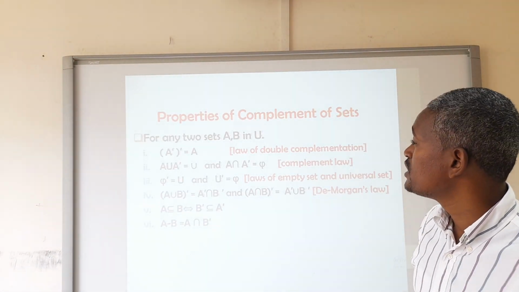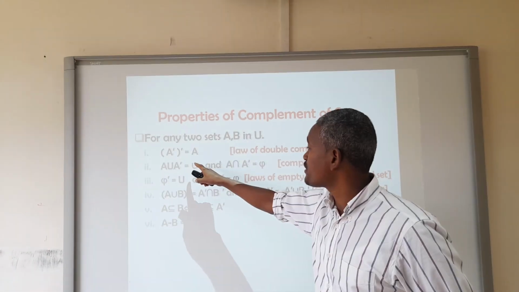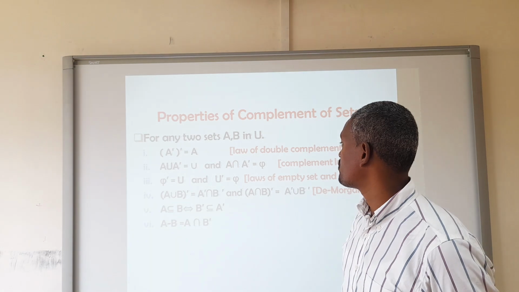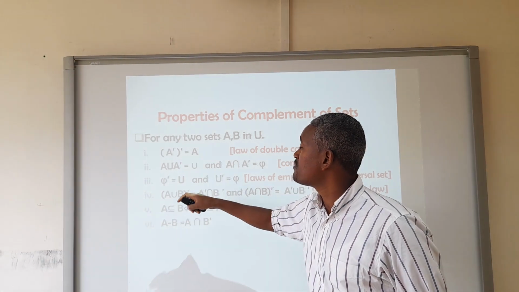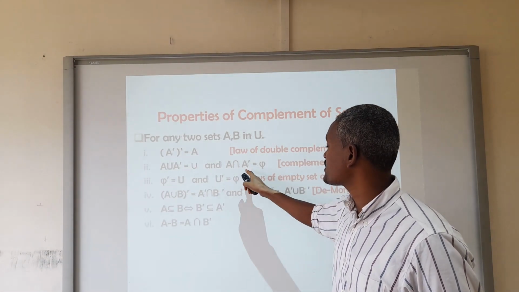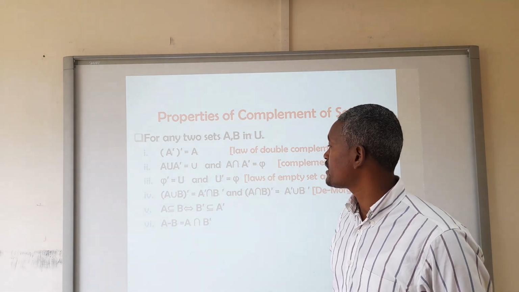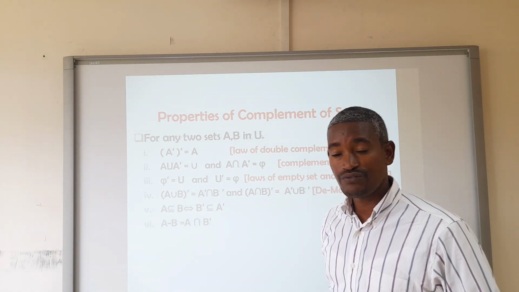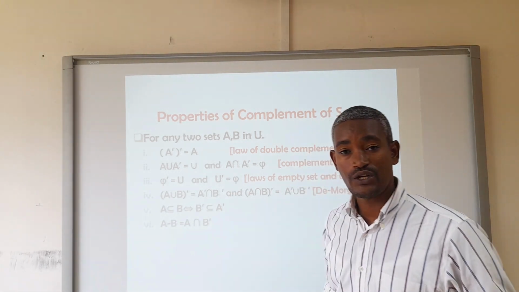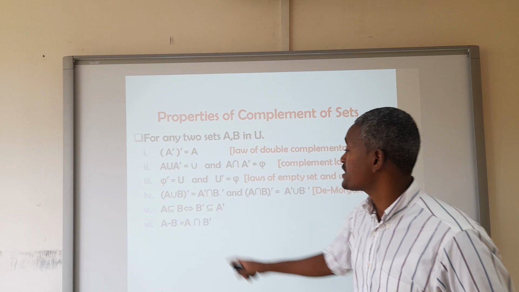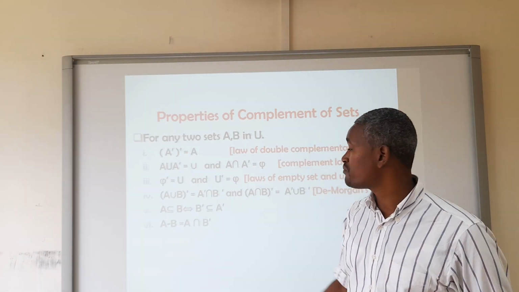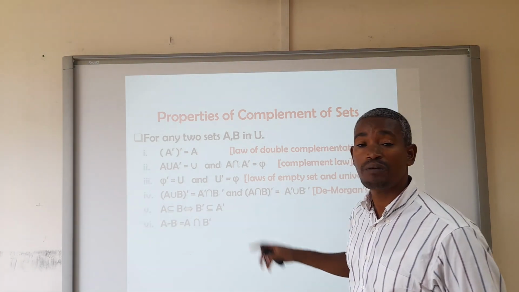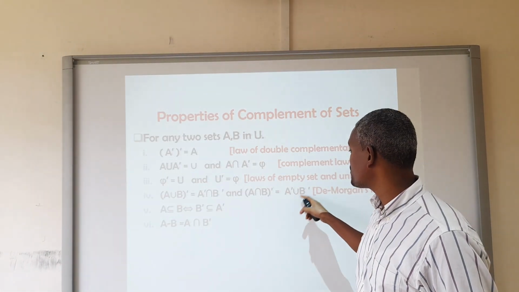Properties of a complement: for any two sets A and B in the universal set, the complement of A complement is A itself, the double complement. A union A complement is the universal set, and A intersection A complement is the empty set. The complement of the empty set is the universal set, and the complement of the universal set is the empty set. And (A union B) complement is A complement intersection B complement. And (A intersection B) complement is A complement union B complement.